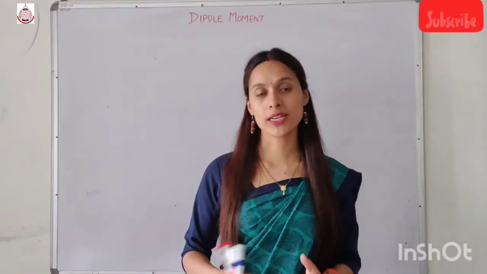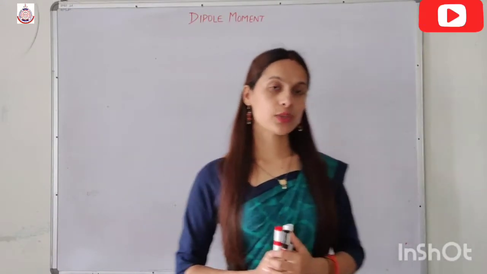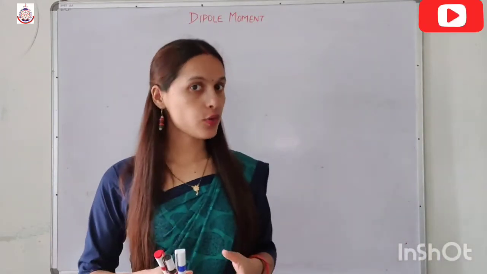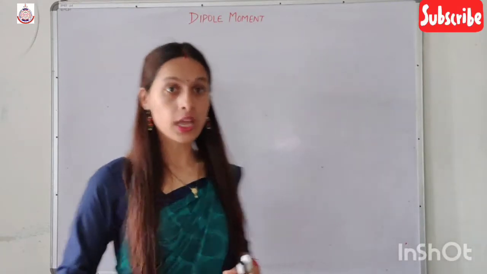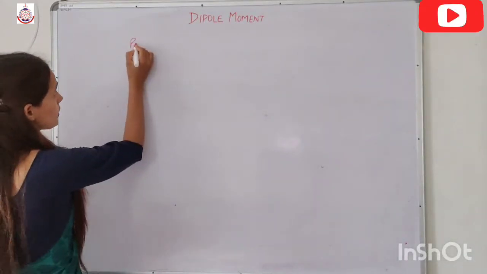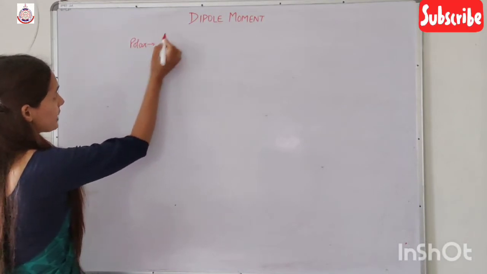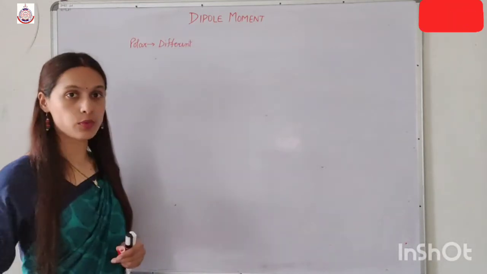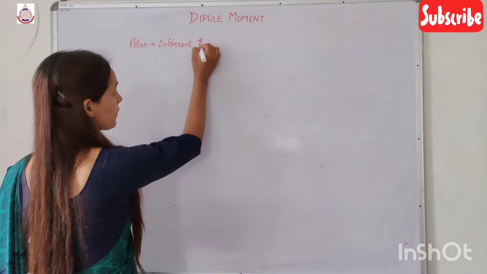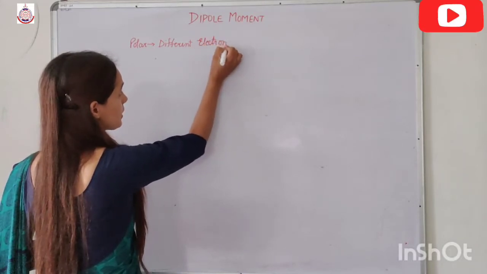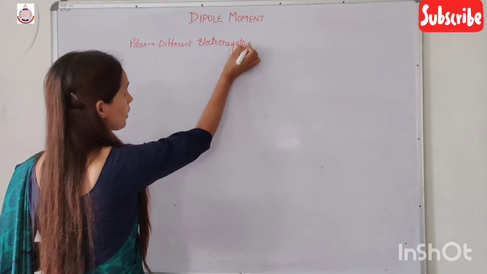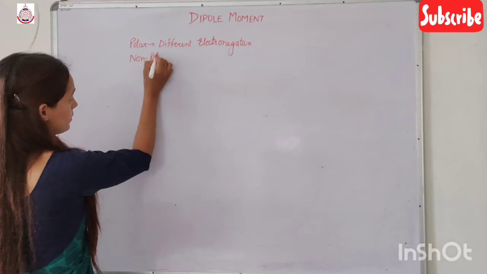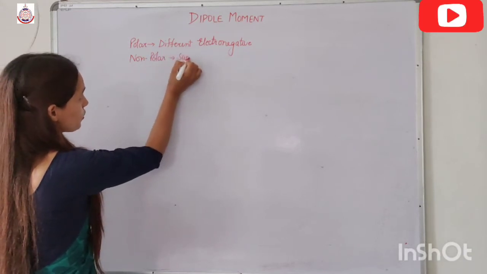Dipole moment. Now what is dipole moment? In our previous videos, we have studied that we have two different types of covalent bonds, polar covalent bonds and non-polar covalent bonds. In polar covalent bonds, the bonded atoms have different electronegativity, whereas in non-polar covalent bonds, the bonded atoms have the same electronegativity.